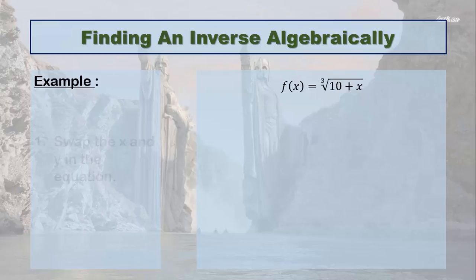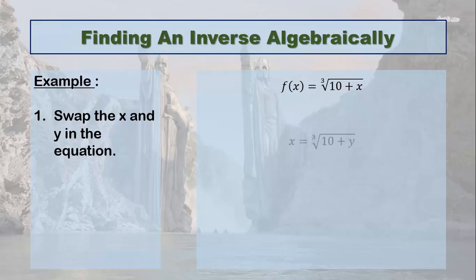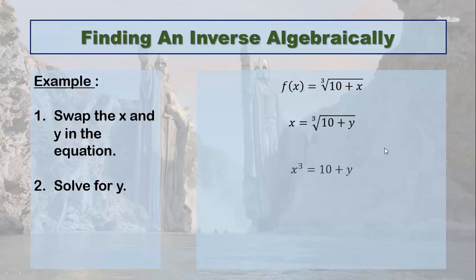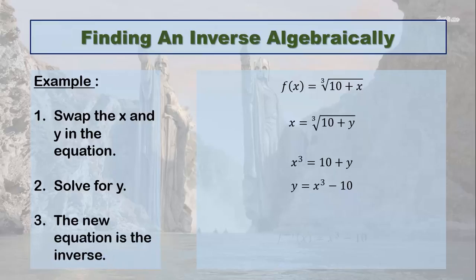Okay, first step, swap the x and the y. So now I have x equals the cube root of 10 plus y. Next step, I gotta get rid of that cube root, and to undo that, I have to cube both sides. And I gotta get rid of this 10, so ultimately it's y equals x to the third minus 10, which is our inverse function. So we rewrite it, f inverse of x equals x to the third minus 10. That's all there is to doing algebraic inverses.